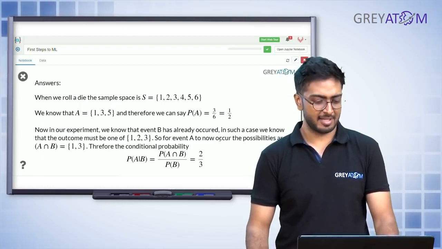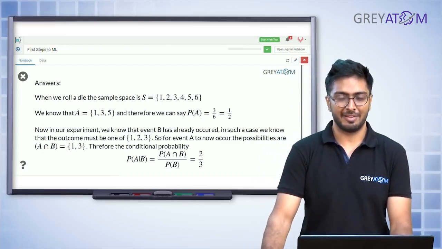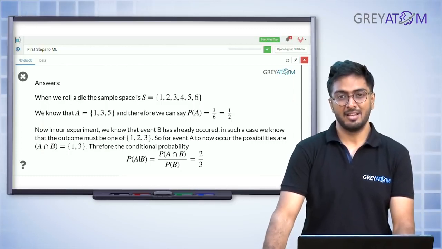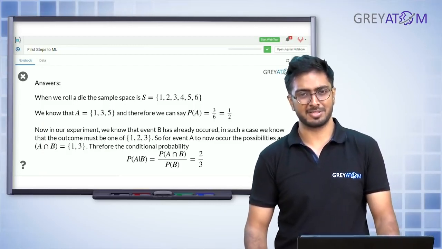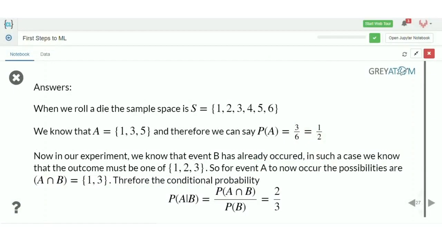Which is simple. For A intersection B, there could only be 1 and 3. There are 3 possible outcomes given B has already happened, and 1 and 3 are the only 2 favorable outcomes. So the probability of A given B is the probability of A intersection B divided by the probability of B. A intersection B has 2 possible outcomes, and B has 3 possible outcomes. So 2 out of 3 is our probability of A given B.